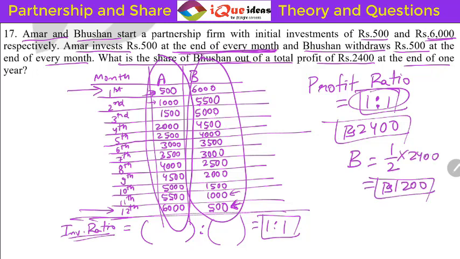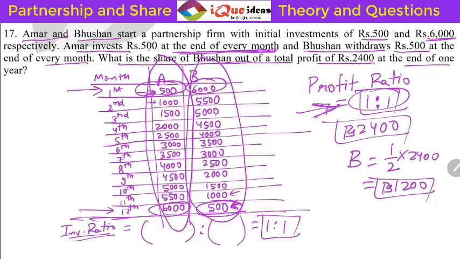The trickiest part was to see the first investment of A and the last investment of B. If it is same, and similarly for B's first investment and A's last investment, if it was same, you could have directly said the profit ratio is 1:1. In any other case, you will have to do the entire calculation also.